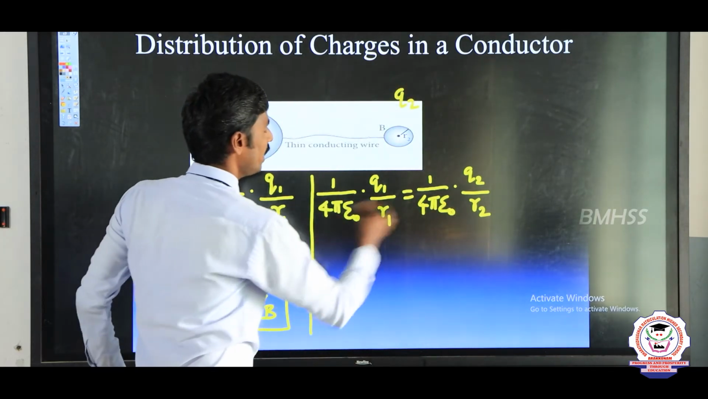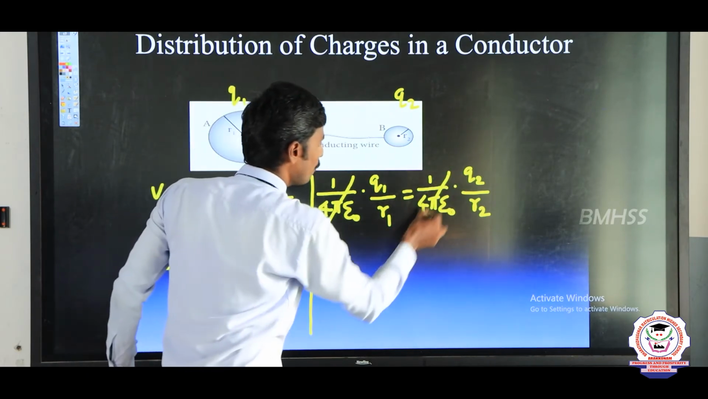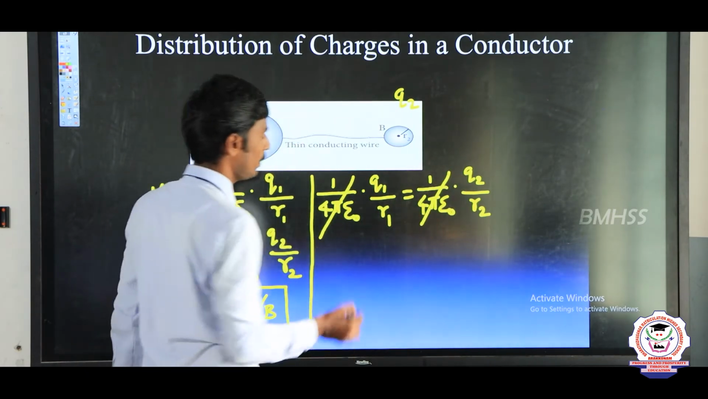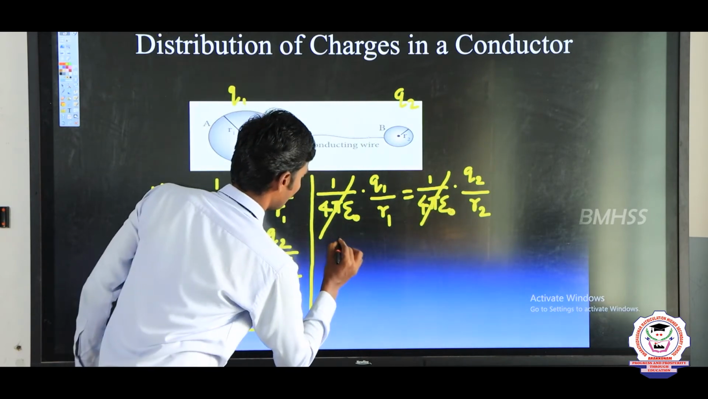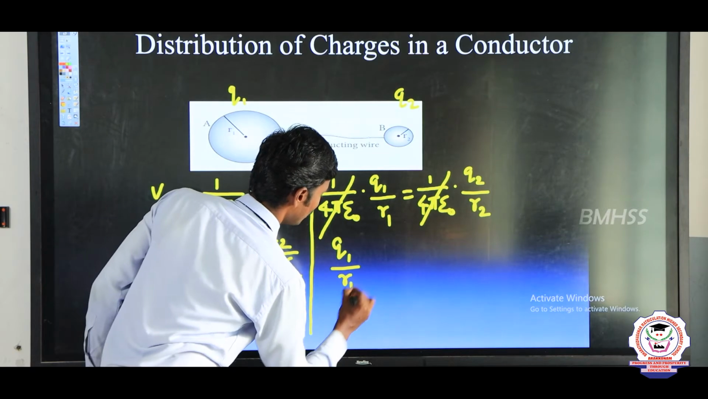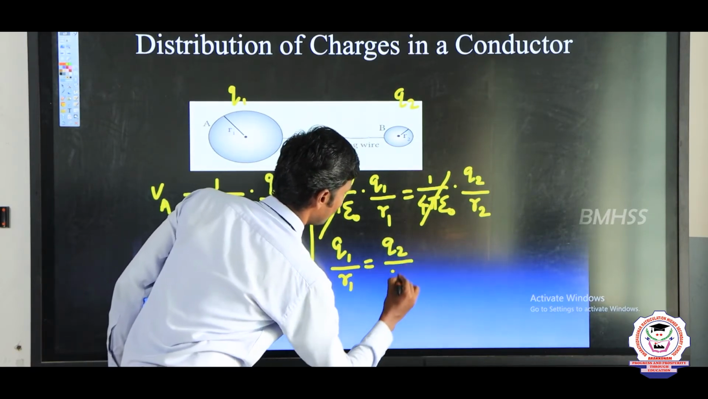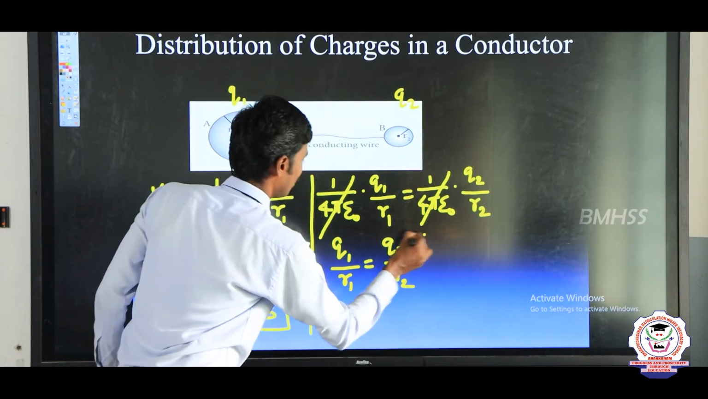Now equate the two terms. Here 1 by 4 pi epsilon naught cancels on both sides. What is the value remaining? Q1 by R1 equals Q2 by R2.